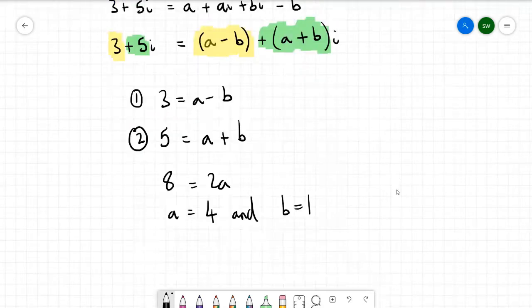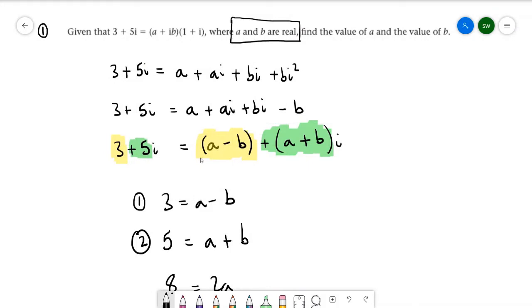The part where we've used the fact that a and b are real is this part here, because we've said that the real part of this complex number is a minus b. So in order for us to be certain that this is real, we need to make sure that a and b are real numbers.